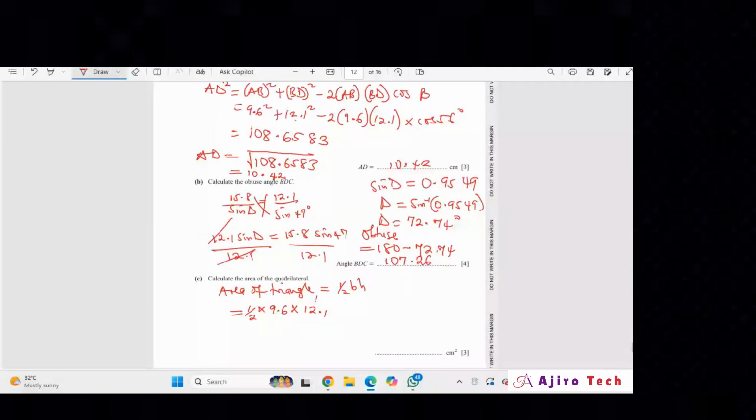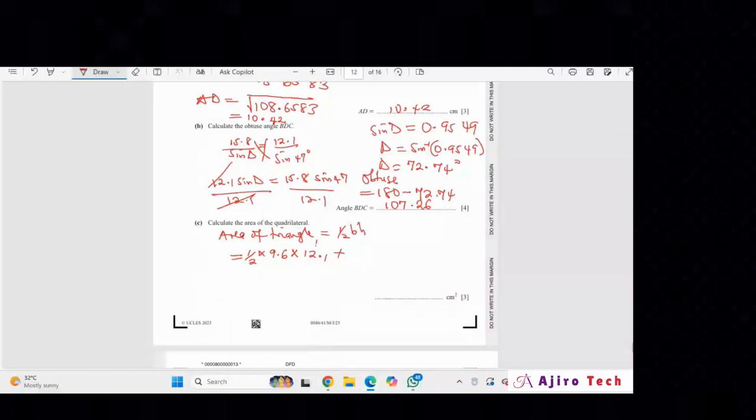The next one now is going to be plus 1/2 times the base there, which is 12.1, times the height of it, which is, oh, sorry, we need to do something here. There's an angle in this triangle, I just remember this now. And since there's an angle in the triangle, I don't need to use this formula. So I will use something like this.